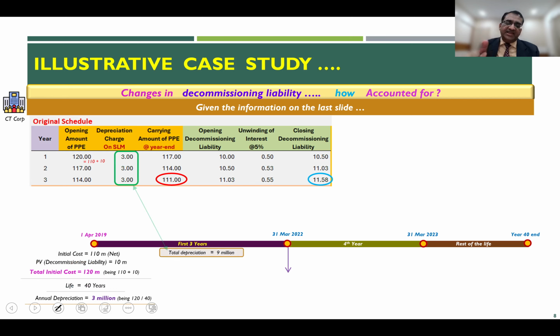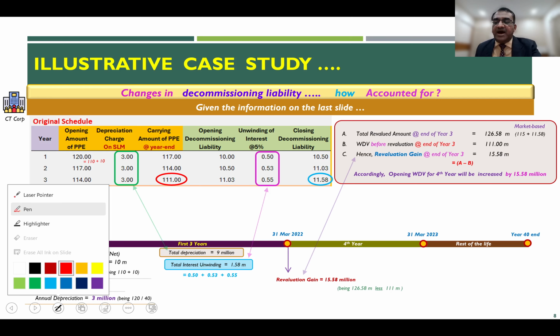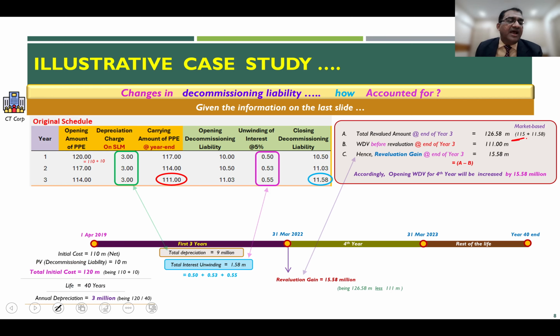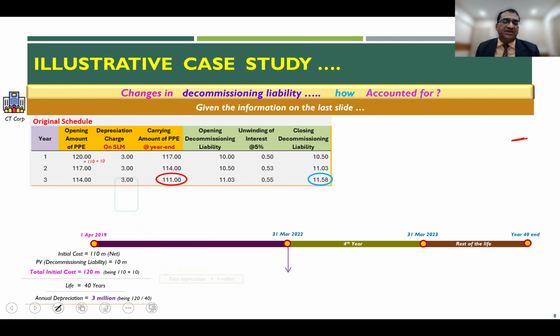So as I explained, in the first 3 years, you have a total depreciation of 9 million. You have a total interest unwinding of 1.58 million, sum total of these three numbers. And therefore, what happens? Your total revalued amount at the end of year number 3 is 115 million plus 11.5. 115 is the market. This number has come from market. If you see this case study, 115 is your market-based valuation, right?